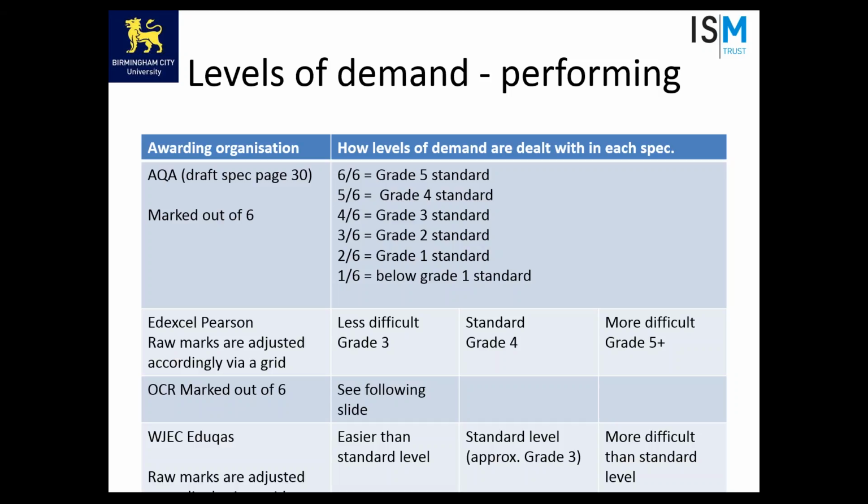So let's start with AQA, they say they give 6 marks out of their 36 marks for the standard, the demand, if you like. And they say you get 4 out of 6 if it's a grade 3 standard. 6 out of 6, it's grade 5. If it's below grade 1, you get 1 out of 6.